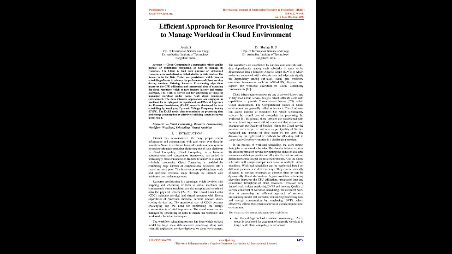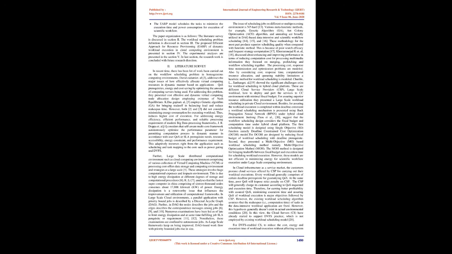Discovering the right kind of methods for allocating tasks in large-scale cloud environment is a challenging problem. In the process of workload scheduling, the users submit their jobs to the cloud scheduler. The cloud scheduler inquires the cloud information service for getting the status of available resources and their properties, and allocates the various tasks on different resources as per the task requirements. Also, the cloud scheduler will assign multiple user tasks to multiple virtual machines.